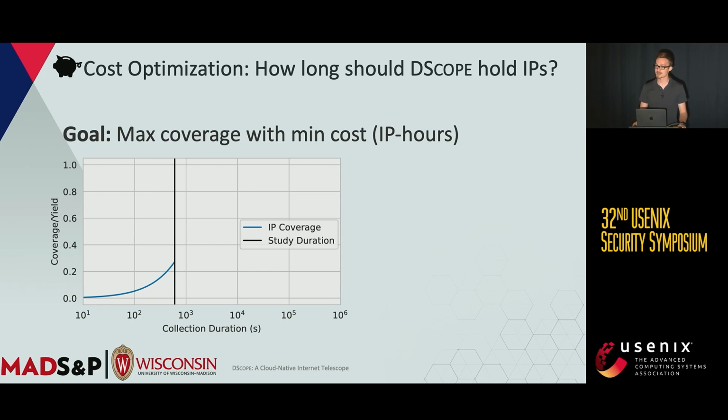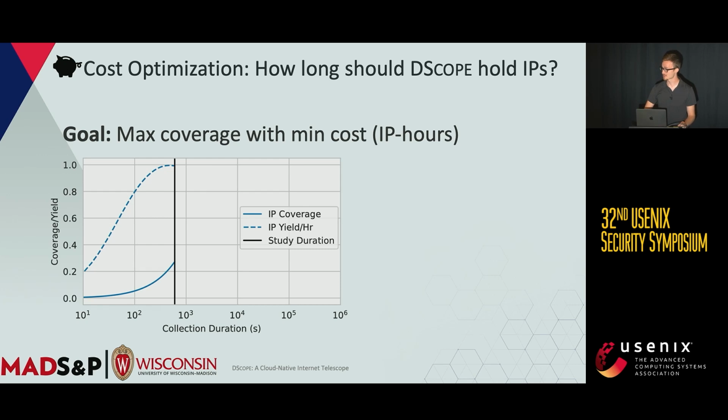So we want to understand, as we measure for longer in an IP address, how does our coverage improve? Here is an empirical plot of our coverage of unique source IP addresses over the collection duration of DScope IP addresses. Now naturally, this increases over time. However, we also pay more money to measure for longer. And so our yield of phenomenon per dollar or per IP hour spent actually plateaus. And so this peak here is maximum price performance.